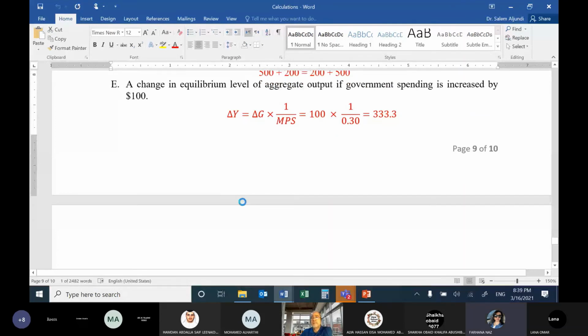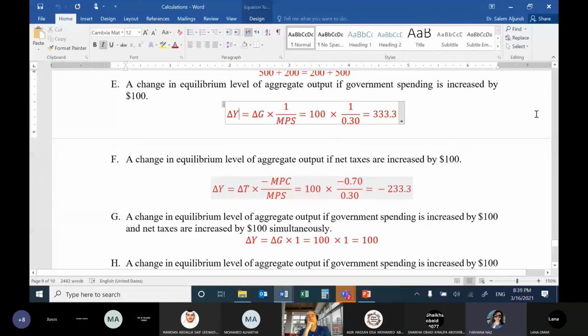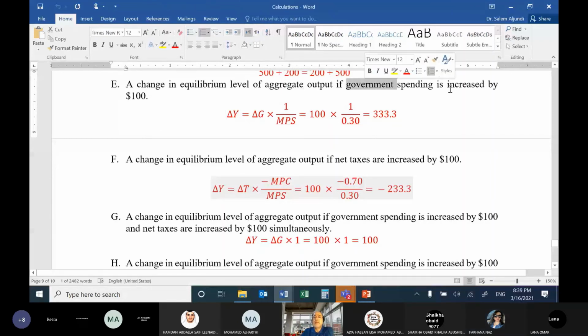E. A change in equilibrium level of aggregate output if government spending is increased by $100. Okay, since here government spending changed by an amount, to calculate delta Y, put the change in government spending and use government spending multiplier, 1 divided by MPS. So here we put plus 100 because government spending is increased.